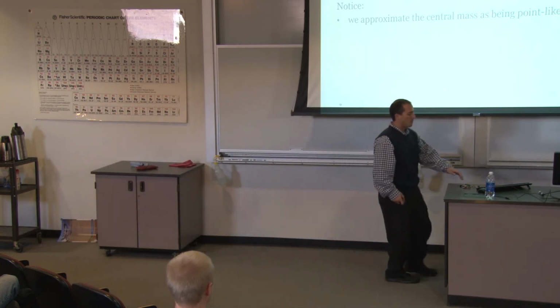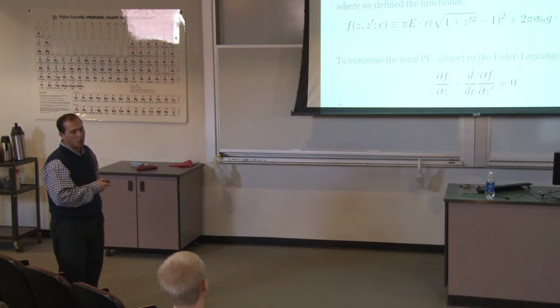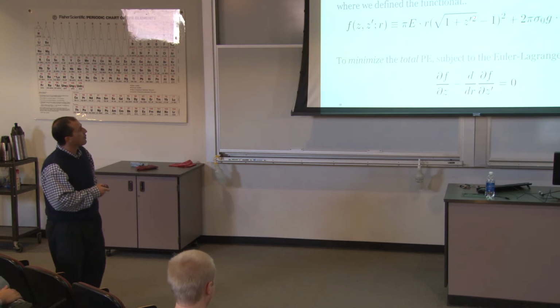Anyway, let's put it all together. I put it all together, and this gives me the total potential energy of the central mass spandex system. There are 3 terms: the elastic potential energy, the gravitational potential energy of the spandex surface, and the gravitational potential energy of the central mass, which I write as a total integral, where this F is called a functional. It's a function of Z, the height, the slope, and r itself. Here's the functional. Here are my 3 terms.